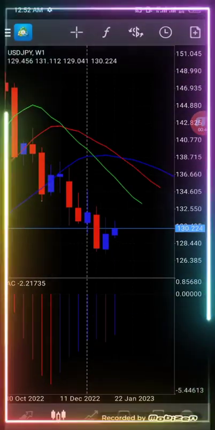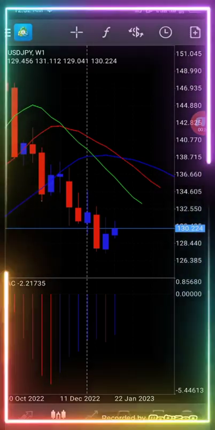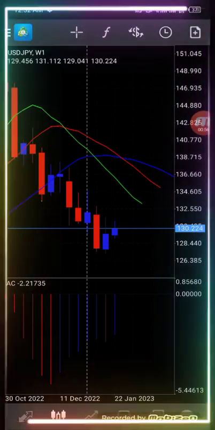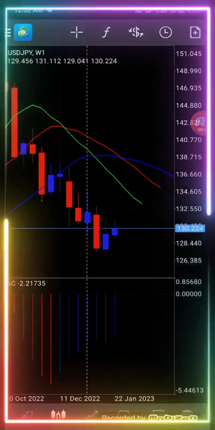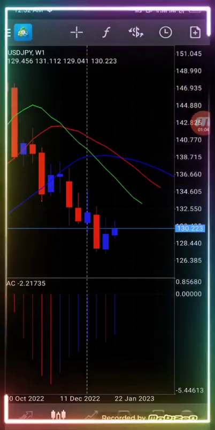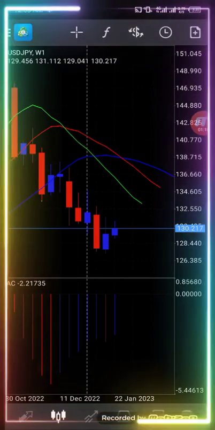I can see the weekly candle is buying, which is a blue candle. Today is Wednesday and the weekly candle is still blue. So from the weekly candle, what is the traffic and the investor bias? It means the investor bias and the traffic on USDJPY for this week is a buy. It means investors are buying the USD against the JPY.